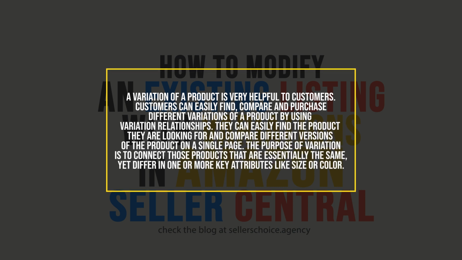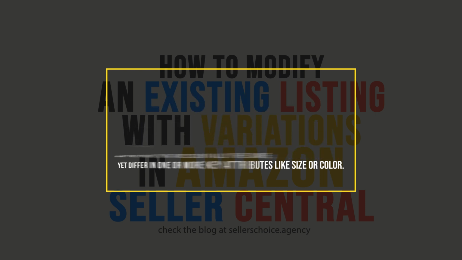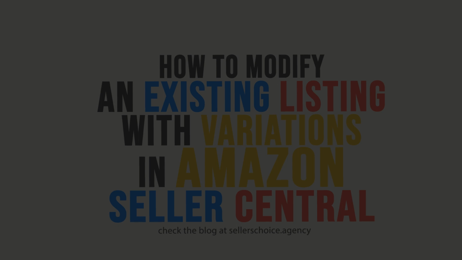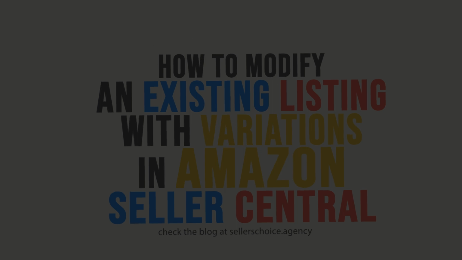Customers can easily find, compare, and purchase different variations of a product by using variation relationships. They can easily find the product they're looking for and compare different versions of the product on a single page. The purpose of variation is to connect those products that are essentially the same, yet differ in one or more key attributes, like size or color. Let us walk you through editing or modifying an existing listing with variations.